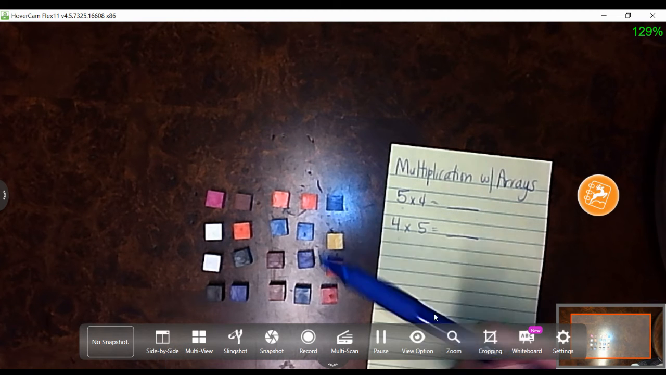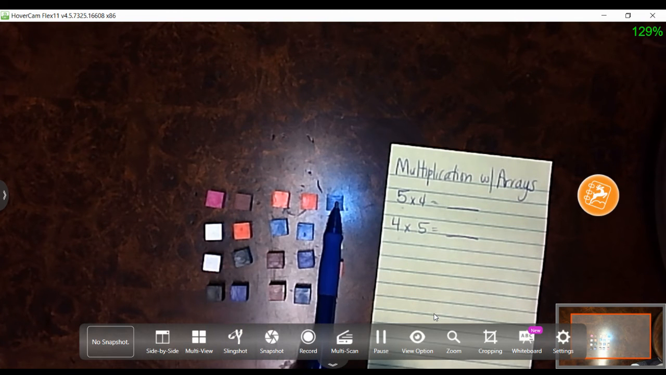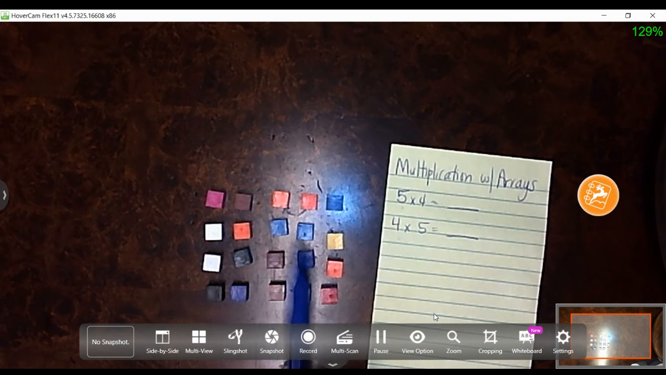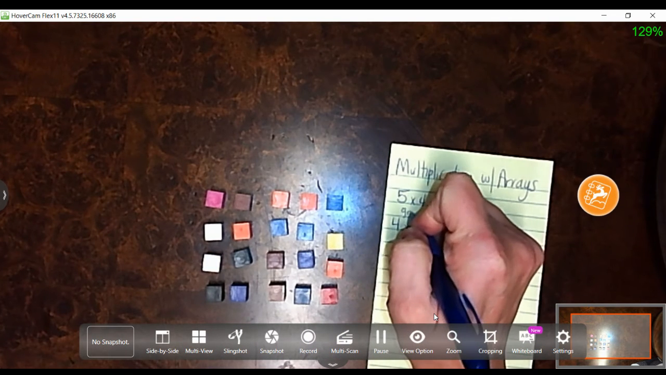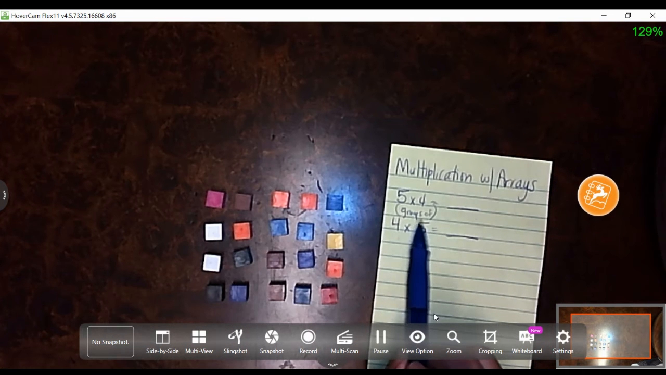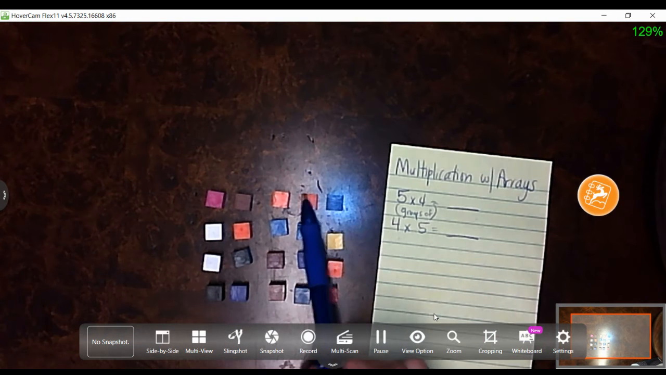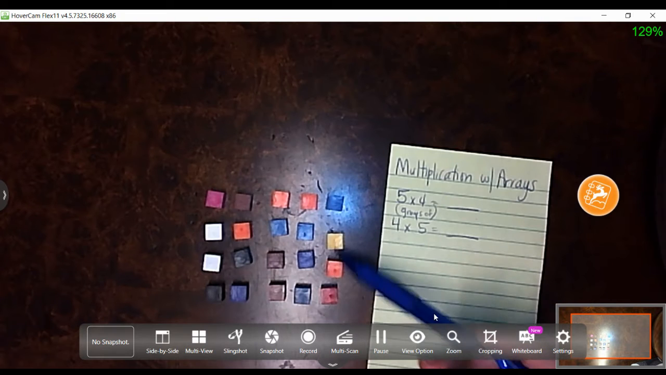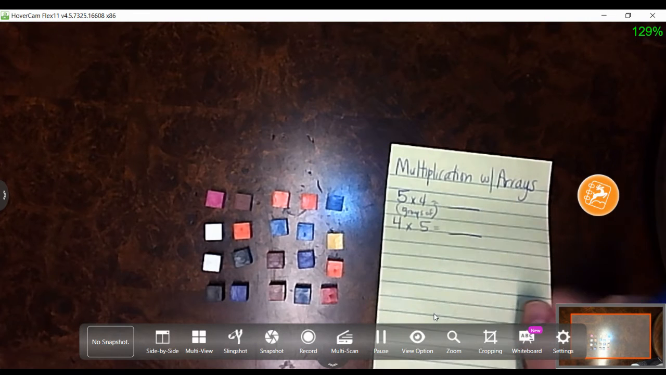So what I'm looking at is I have rows and I have columns, but we don't need to really worry about calling them rows and columns because what this first one up here tells me is that it's 5 groups. So I have 5 groups. And this multiplication sign means groups of. So 5 groups of 4, meaning there are going to be 4 in each of those groups. So I've got 1, 2, 3, 4, 5 groups, and I have 1, 2, 3, 4 in each of my groups. So 5 groups of 4.